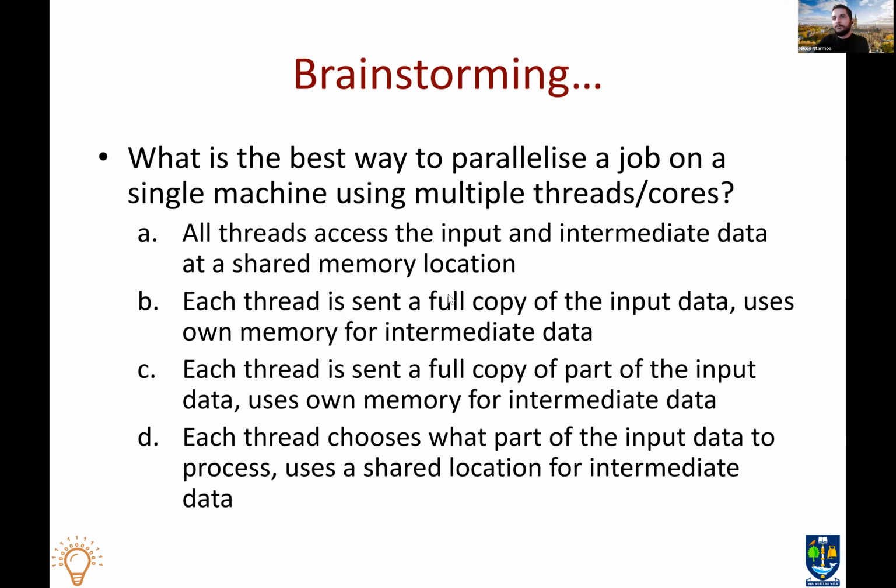I'll try to say this. The problem with option A was that we need synchronization when we write the output. Now, option C says that every thread uses its own memory to write its output, so there's no synchronization required there. And since we sent a copy of part of the input to the thread, we don't incur the big cost to read it, right?